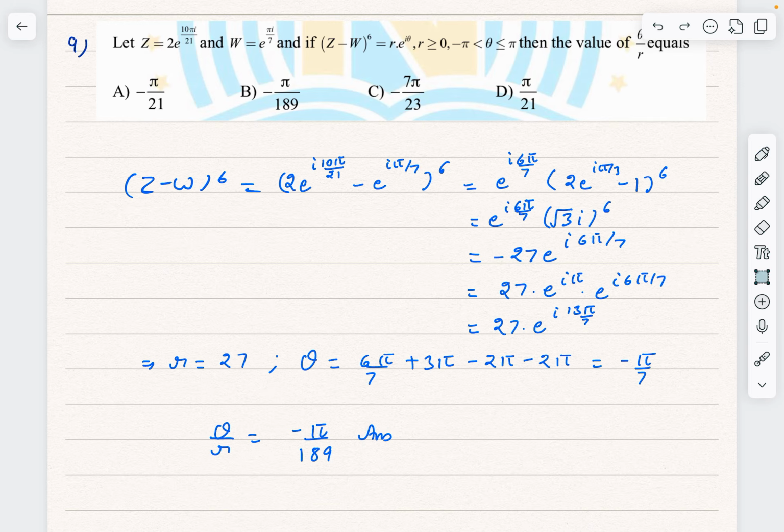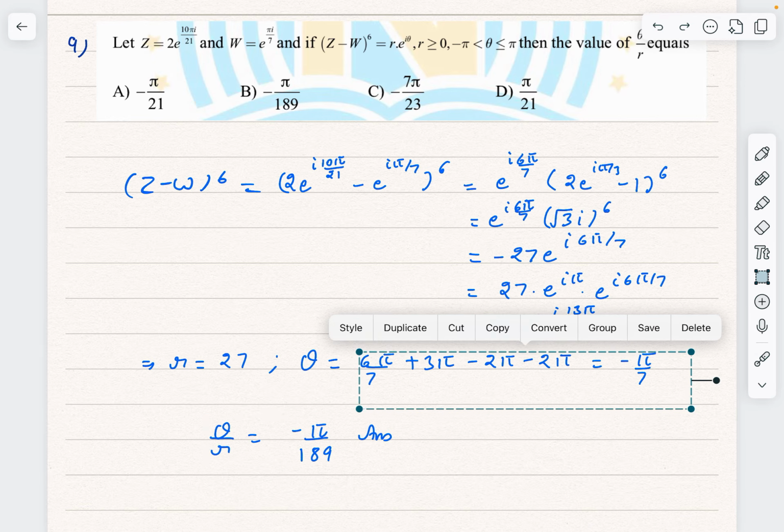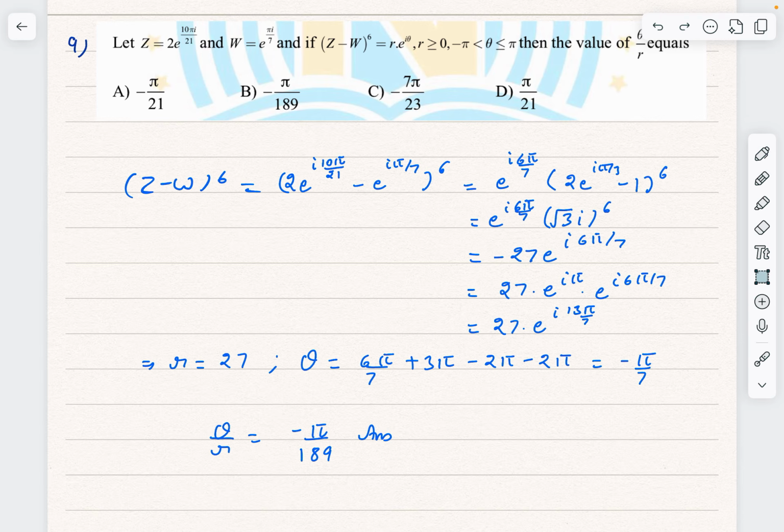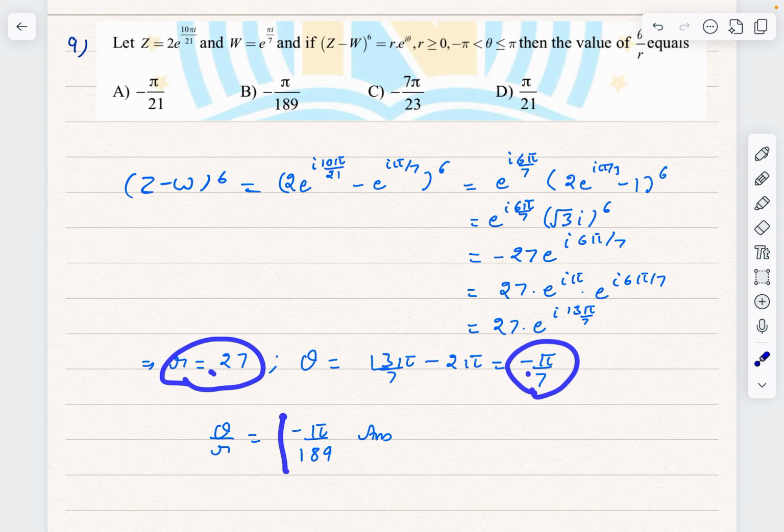Now 13 pi by 7 is not in the principal argument range. So how do we get in the principal argument range? You can just subtract 2 pi. So 13 pi by 7 minus 2 pi will be minus pi by 7. So principal argument will be minus pi by 7. R is 27. When you divide them, you get minus pi over 189. I hope it is clear, guys. Next.